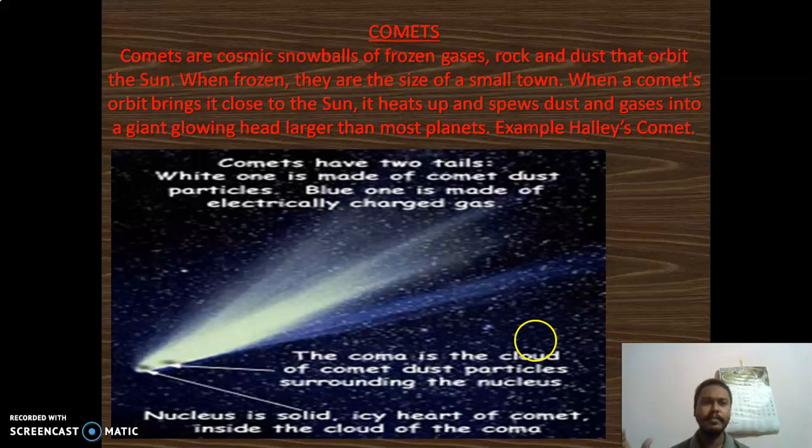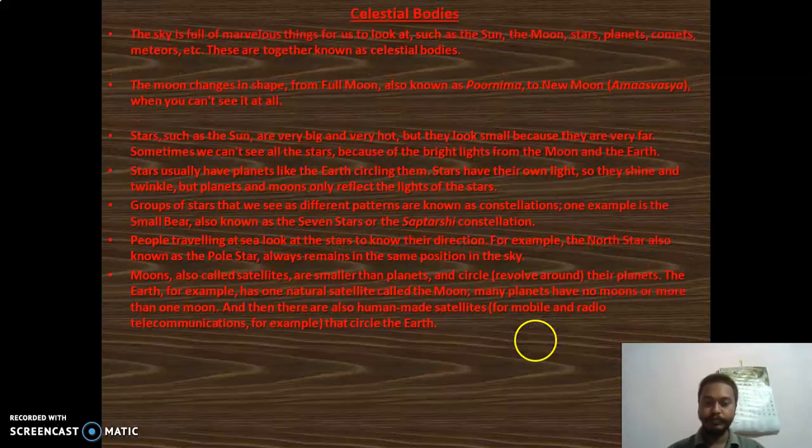When a comet comes close to the sun, because of the heat, it heats up and spews dust. It starts spilling dust and gases into a giant glowing head, larger than most planets. For example, Halley's comet. You can see in the picture also, when it's coming near the sun, it's brighter, burning, and it can spread the gas and the dust. So I hope you have understood.